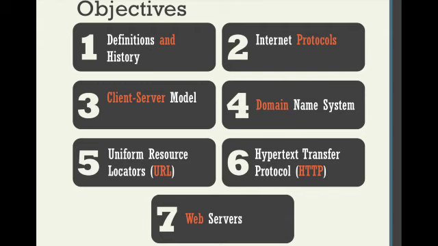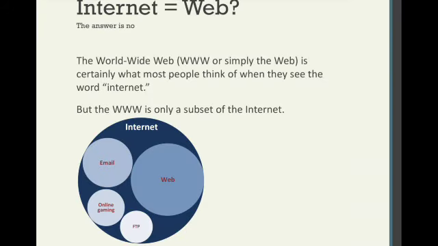We will then look at what a uniform resource locator is and how it is used by the client and the server. Then we will look at the Hypertext Transfer Protocol, which is a very important application layer protocol for the web. And then we will look at what web servers are. So first of all, what is the web?